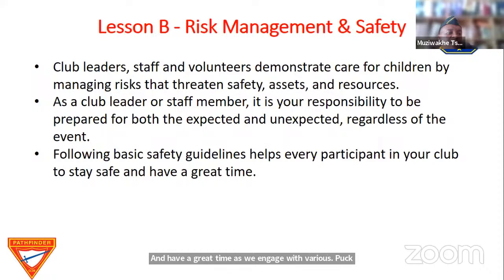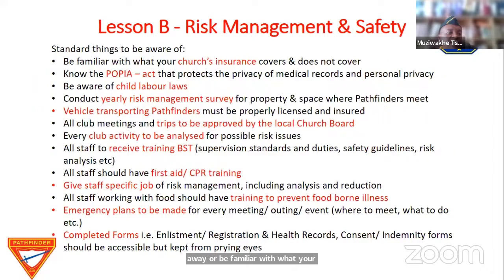Now, some of the standard things for leaders to be aware of include the following. Number one, please be familiar with what your church's insurance covers and does not cover. I know the conference has actually forwarded material on this. Please familiarize yourself. Number two, know the POPI Act that protects the privacy of medical records and personal privacy. I've also highlighted the issue of photos and so on. Leaders, we need to be aware of that.